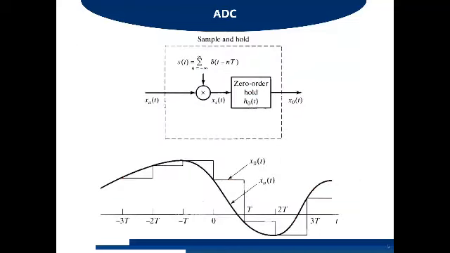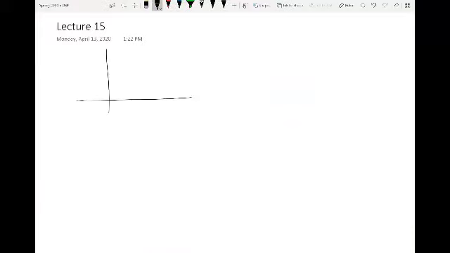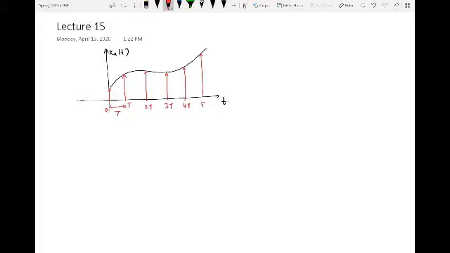So what is the consequence of this sample and hold circuit? We will see here. Let's say we have a continuous time signal x_a(t) like this, and we pass it through the sampling stage. After sampling, let's say we achieve this thing. Extend it further, where this duration is capital T. So you have T, 2T, 3T, 4T, 5T and so on.